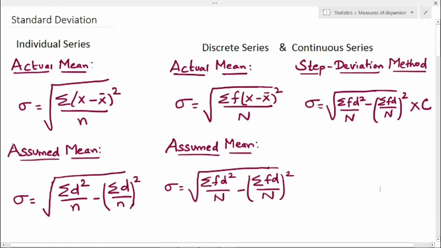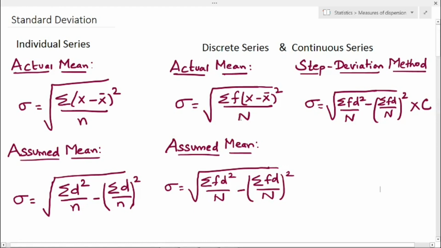The next formula is the assumed mean formula. That is sigma equal to root of summation d square by n minus summation d by n the whole square. First we have to find the d value and then substitute it in the formula, and here also the n value is nothing but the total number of observations.